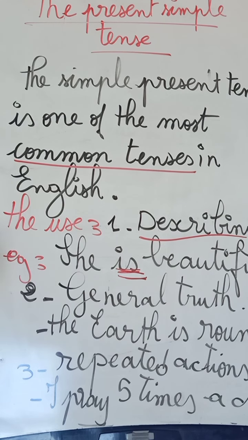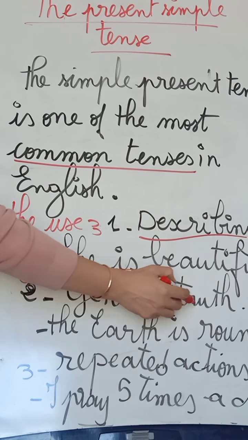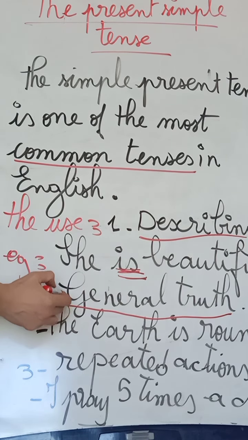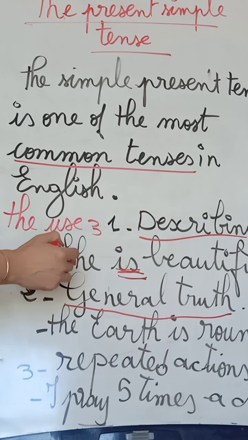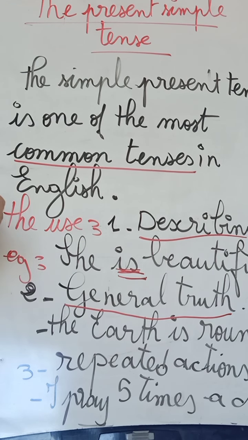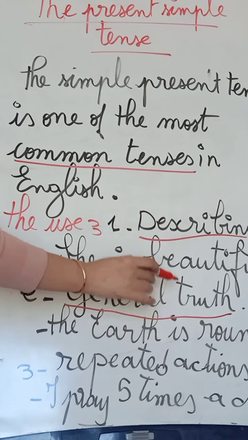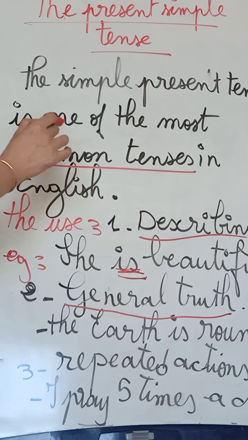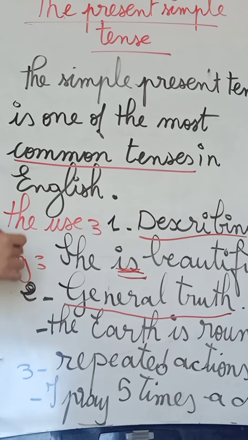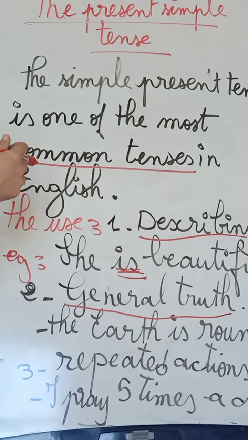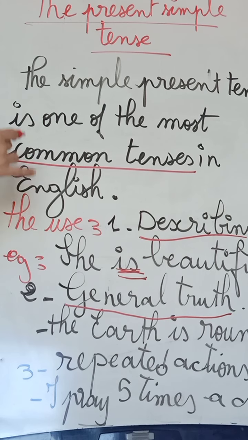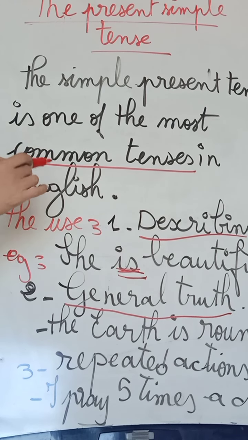هي جميلة. We use also the present simple tense for general truth. Ça veut dire une vérité générale. حقيقة مطلقة. وش معناتها هذه؟ Ça veut dire une chose qu'on ne peut pas changer. Impossible de changer. For example, the earth is round. الكرة الأرضية كروية. Est-ce qu'on peut dire الكرة الأرضية كانت كروية? On ne peut pas. هي toujours كروية. That's why I use the present simple tense.